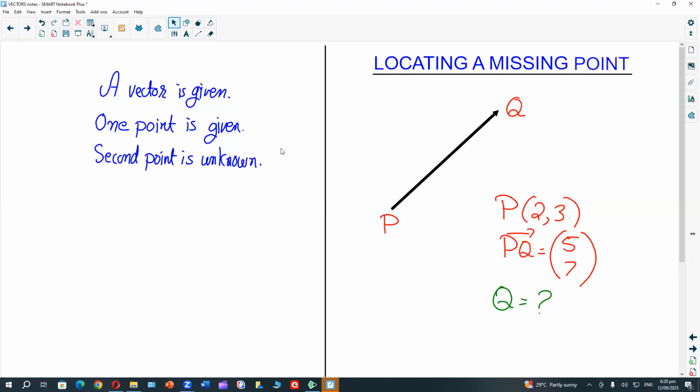Locating a missing point. 2, 3 is the point P. PQ is 5, 7, and Q is the question mark. A vector is given. One point is given, and the second point is unknown. You have to copy this screen.